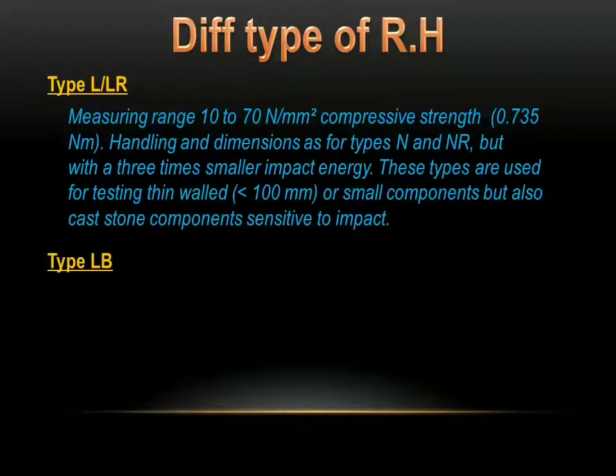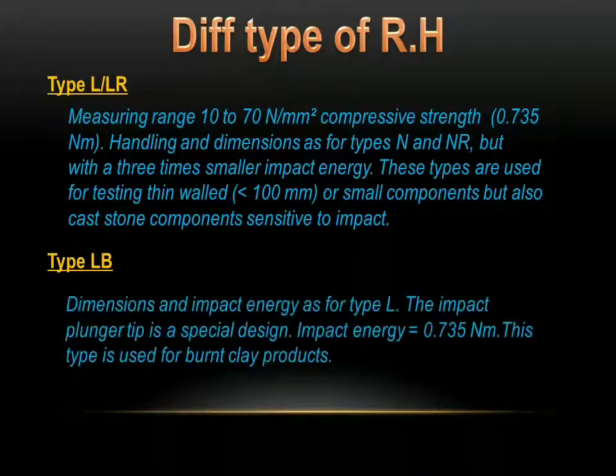Another type is LB, where dimension and impact energy are as for type L. The impact plunger is of special design. Impact energy will be 0.735 Nm. This type is used for burnt clay products.